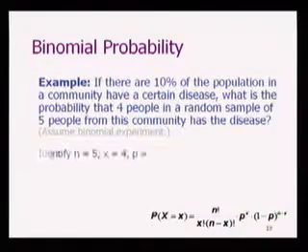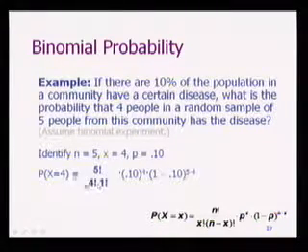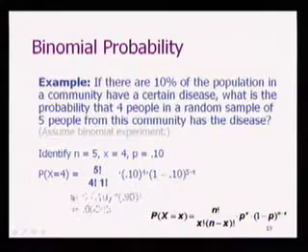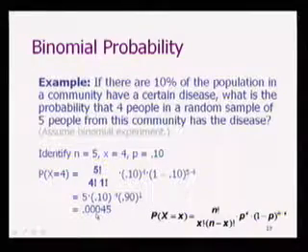So once you have n is 5, x is 4, and probability of success is 10%, just plug it into the binomial probability formula: n choose x, times p raised to the x power, times 1 minus p raised to the n minus x power. Then use your calculator to calculate all this, and you get 0.0045. That is very small. If in your population 10% have a disease, the chance that a random sample of 5 has 4 with the disease is very small.